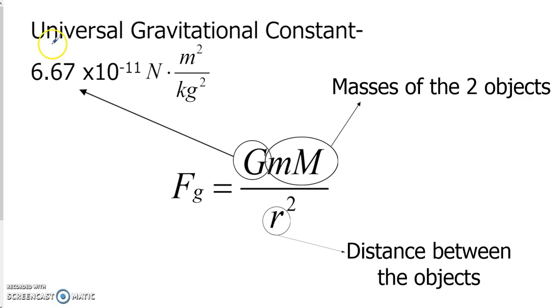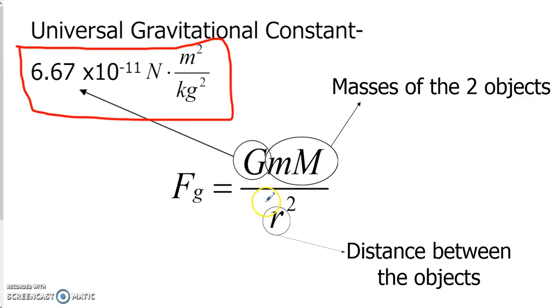So here we go a little bit more in depth. Our universal gravitational constant is 6.67 times 10 to the negative 11 newton meter squared over kilogram squared. So if you notice, G is our 6.67. Our M's are masses of the two objects. We can also put this as M1 or M2. Okay? So the radius is the distance between them, and we are going to square that.